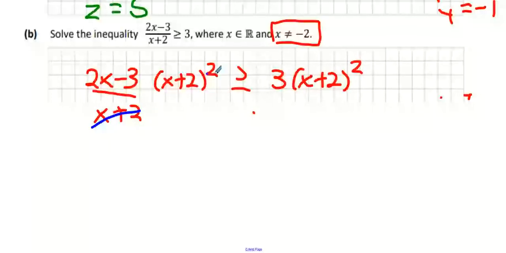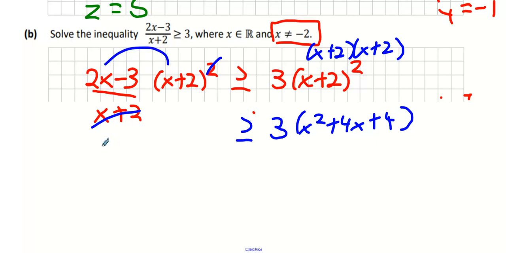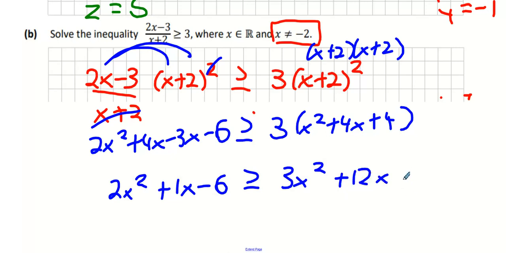The x plus 2's cancel with each other, because one's on top, one's on the bottom. And we're just going to multiply this out. So it's going to be 3 times x plus 2 multiplied by another x plus 2, which is x squared plus 4x plus 4. And then on this side, it's going to be 2x squared plus 4x minus 3x minus 6. Then we're going to get 2x squared plus 1x minus 6 on one side. And on the other side, it's going to be 3x squared plus 12x plus 12.